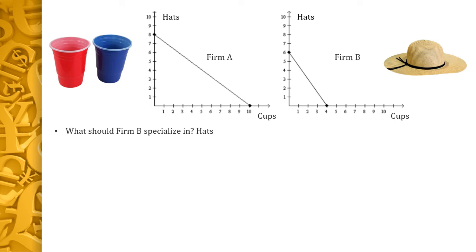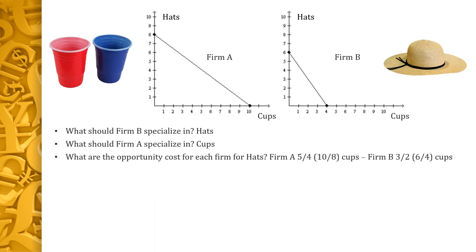Because they're basically making 6 hats versus 4 cups if they're only making hats or only making cups, they're better at making hats. What would firm A specialize in? Well, they'd specialize in cups because they're making 10 cups if they only make cups versus making 8 hats if they only made hats. What is the opportunity cost for each firm for hats? We know that information because they give us the information.